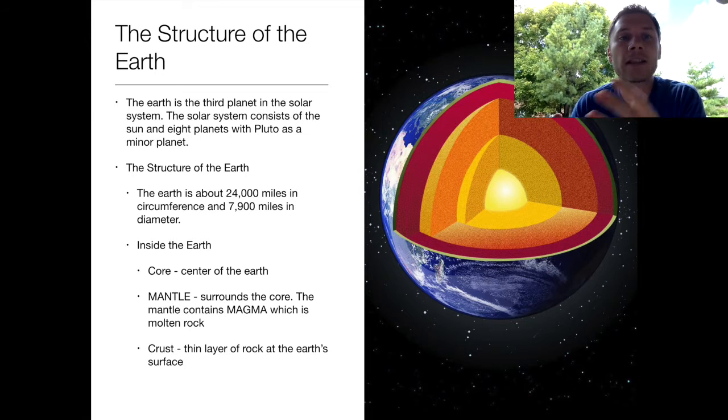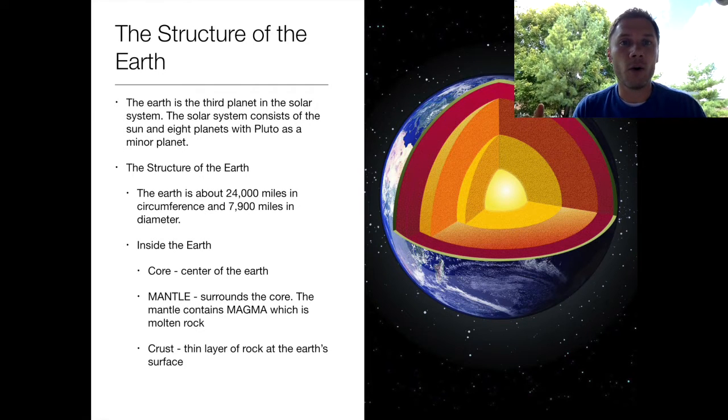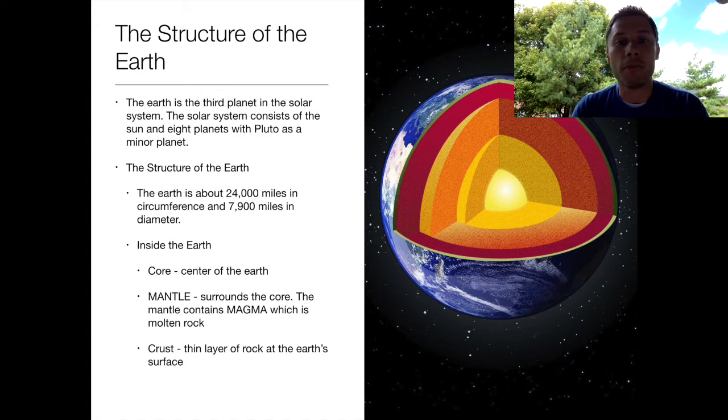As we start to peel back the layers of our Earth, we can see that our Earth is made up of a number of layers. We go to the very center of the Earth, and that's the core, that middle section. It's solid. And just outside of the core, we have the mantle. And the mantle is filled with molten, hot rock called magma.